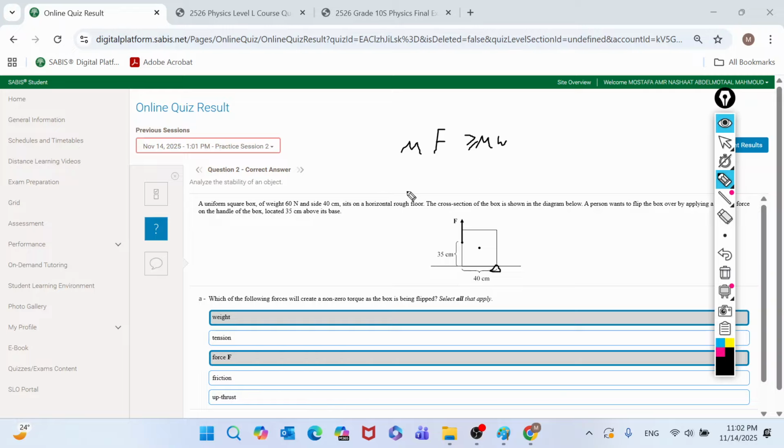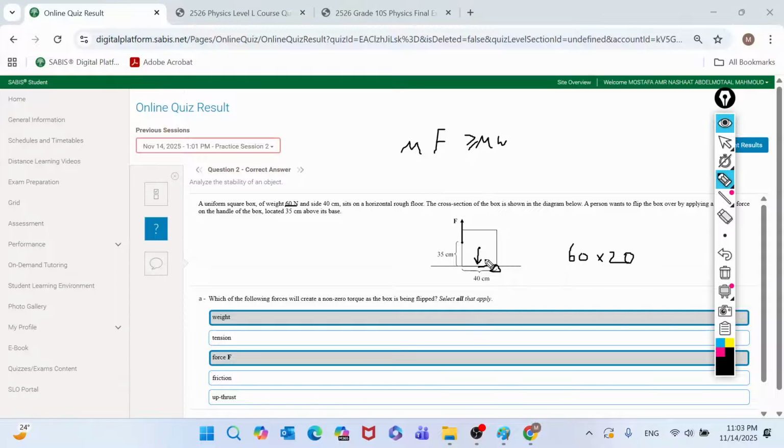Okay. So first let's find the moment of the weight. The weight is 60 newtons, they said in the question, and the perpendicular distance is this. It's half the box, so it's 20. So the moment of the weight is 60 times 20.